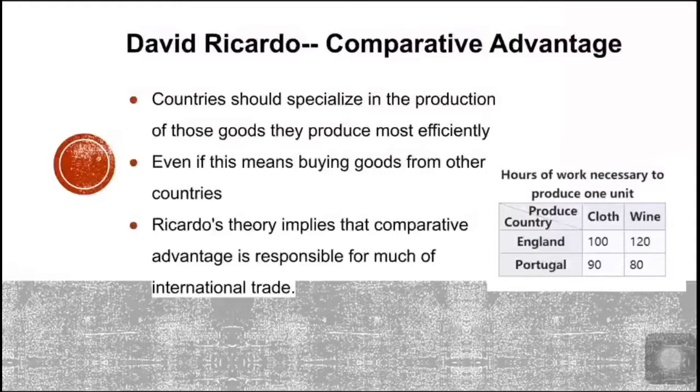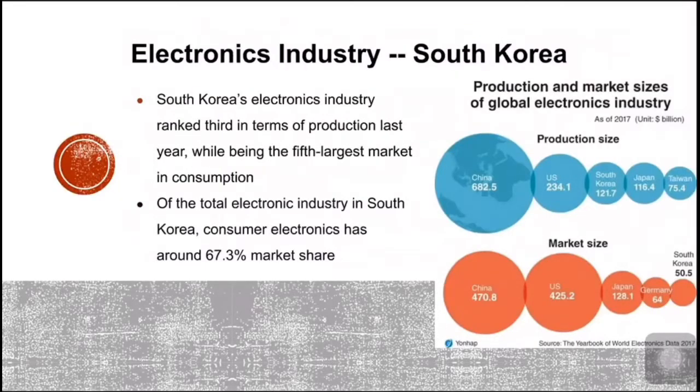There is an example that shows England has a comparative advantage in both clothes and wine in this column. We choose South Korea, which specializes in the electronic industry, to trade with other countries. According to research, South Korea's electronics industry ranked third in terms of production last year, while being the fifth largest market in consumption. It shows South Korea has enough ability to produce electronic goods efficiently.